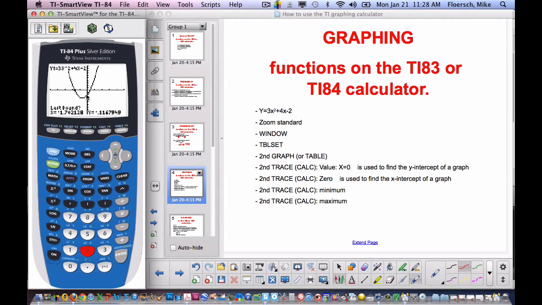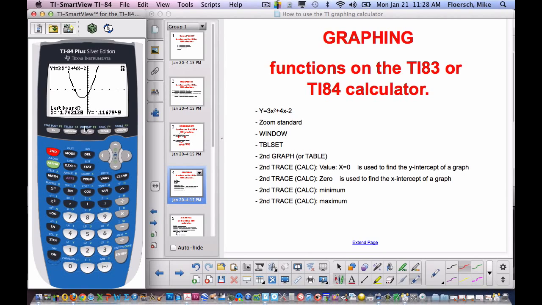Now this graphing calculator, or this equation, 3x squared plus 4x minus 2, gives me a parabola which opens up. Let's say I want to find the minimum, because this is the low point, as opposed to opening down, which would have a maximum. This one, the way I've typed it in, has a minimum, and I want to find what that is.